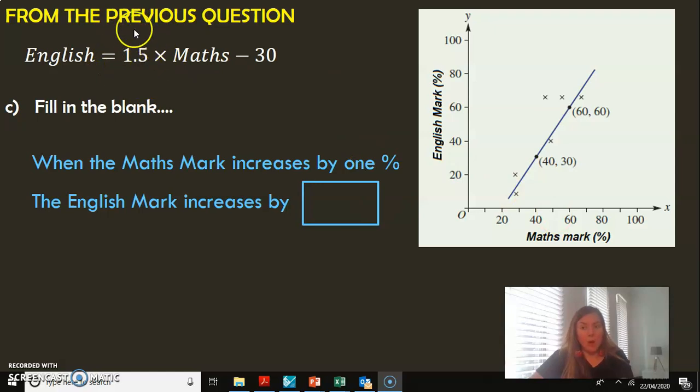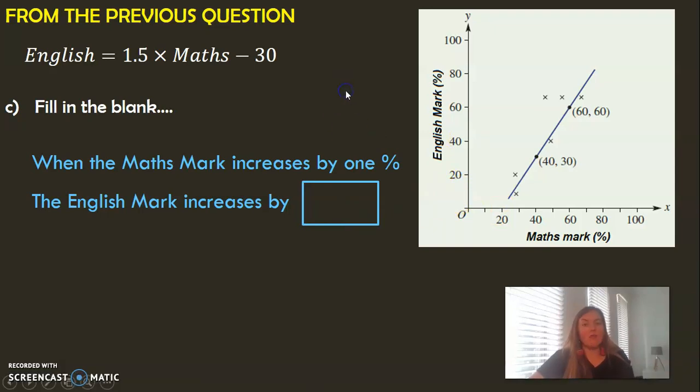That's telling me, a 1.5 in this example tells me every one we go up in X, we go up in Y by whatever this value here is. So when my maths mark increases by 1%, my English mark is going to be increasing by 1.5. Again, think rise over run.